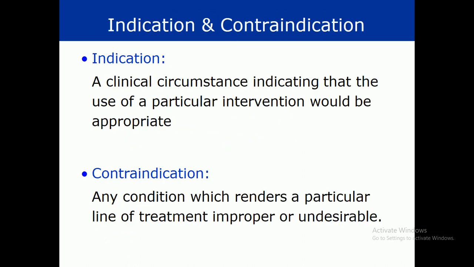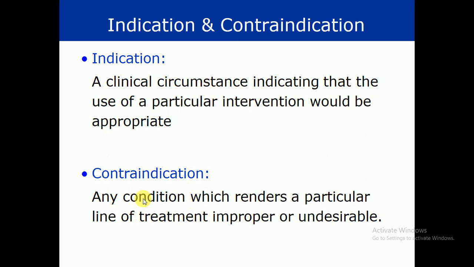Indication and contraindication. Indication is a clinical circumstance indicating that the use of a particular intervention would be appropriate. It means clinical indications mean the drug is suitable to use in those circumstances. Contraindicated means that these drugs cannot be used in this condition. Clinical indication means uses of a drug.